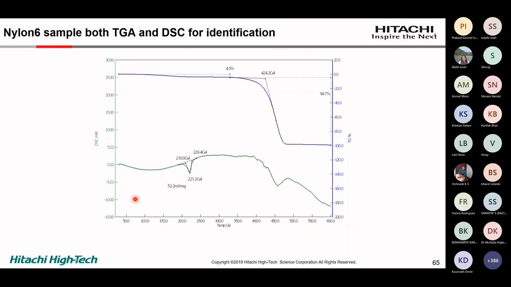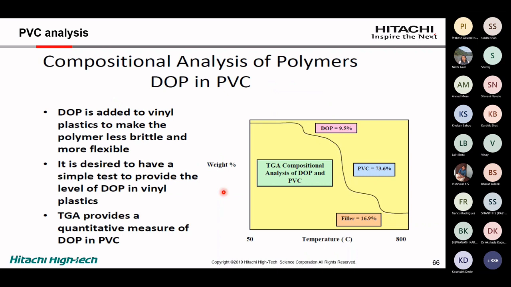Similarly for nylon 6, because nylon has multiple grades: nylon 6, nylon 6x6, nylon 66, nylon 6x12, and so on. So it is very essential to also know what grade of nylon I am using in my automobile industry. If you have a TGA graph, you can see here, this is the nylon content, and this is the volatile content in my nylon. But if I actuate my DSC signal, I can quickly identify whether I am getting nylon 6, 6x6, 66, 6x11, nylon 12, and so on.